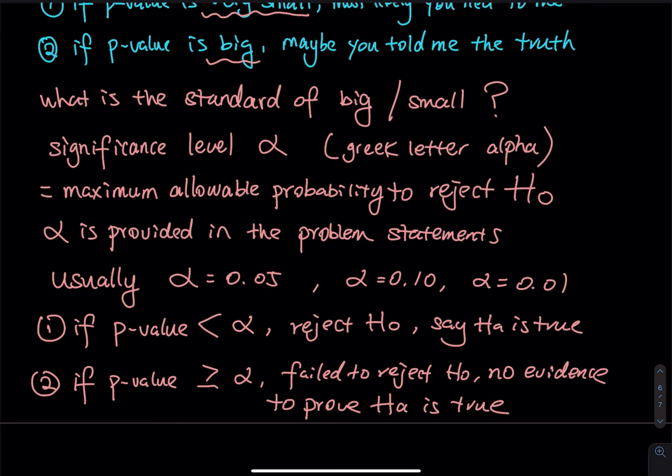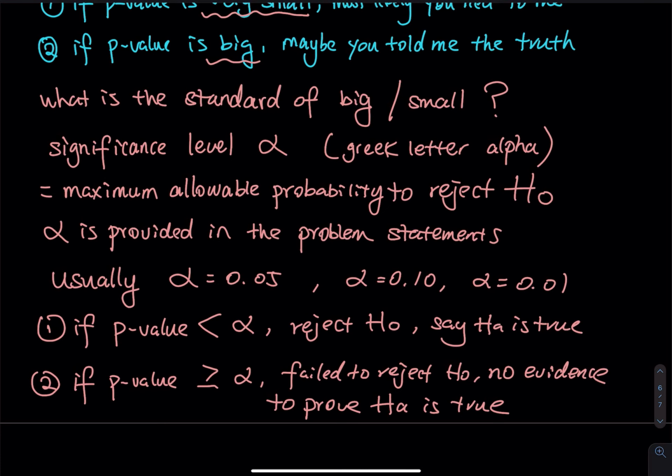Reject H naught means you just cross out H naught, you take HA as a true statement. Fail to reject H naught means you are not crossing out or erasing anything. You put a big question mark on H naught, you take that as a suspicious statement. Is H naught true or false? We don't know. At this point, H naught remains suspicious. And then what about HA? There is no evidence to prove HA is true. That means we are still stuck at H naught. There is no way to touch the HA right now.